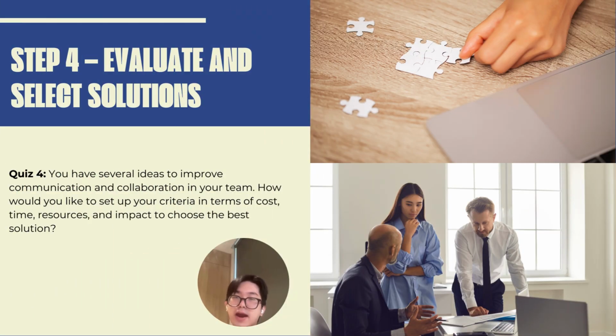So you have several ideas to improve communication and collaboration in your team. How would you set up your criteria in terms of cost, time, resources, and impact to choose the best solution?